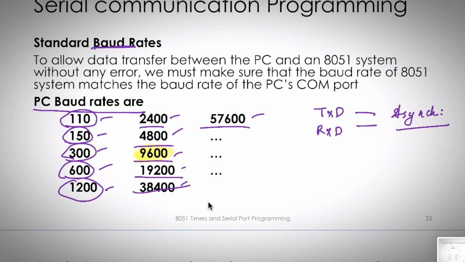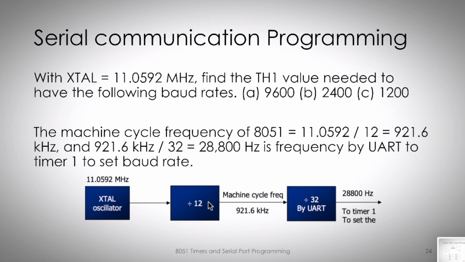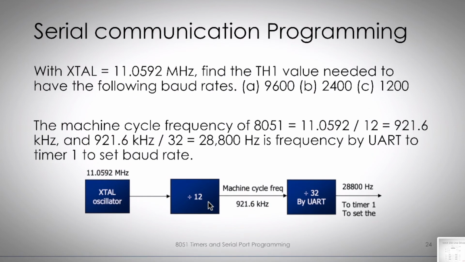These are all fixed baud rates, so we cannot change them. I cannot have my own baud rate like 5000. No, that's not possible. There are fixed values, either 4800 or 9600. So in order to generate that speed, what should be the initial value loaded to the timer register? There is a calculation for that, which we will do with the help of this example.